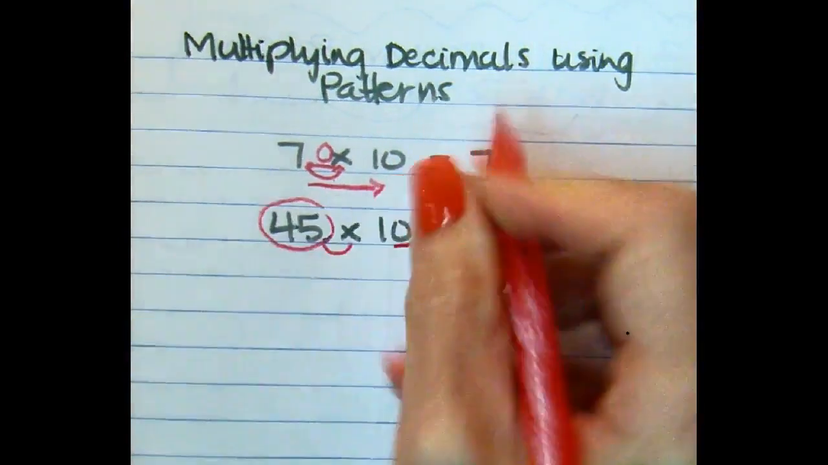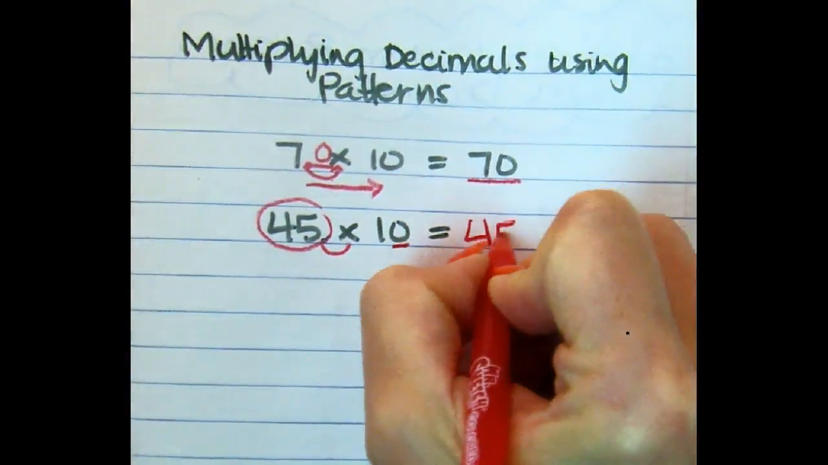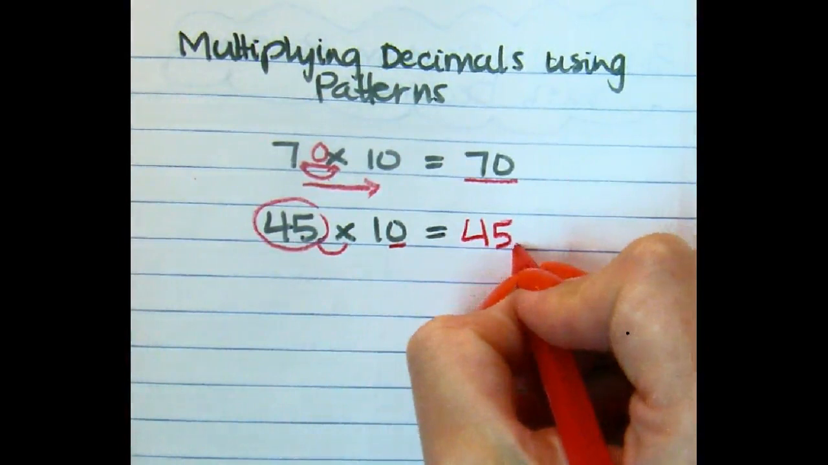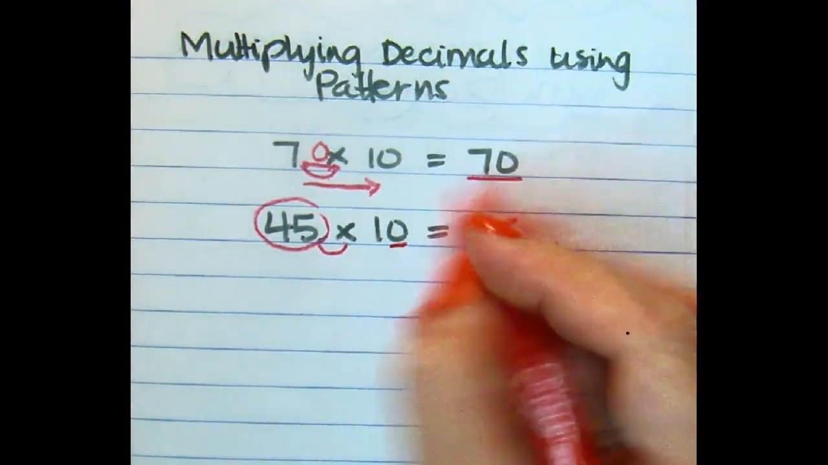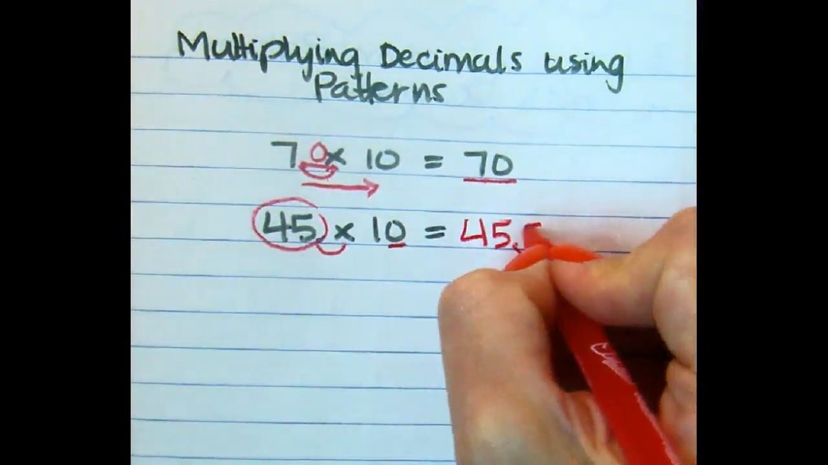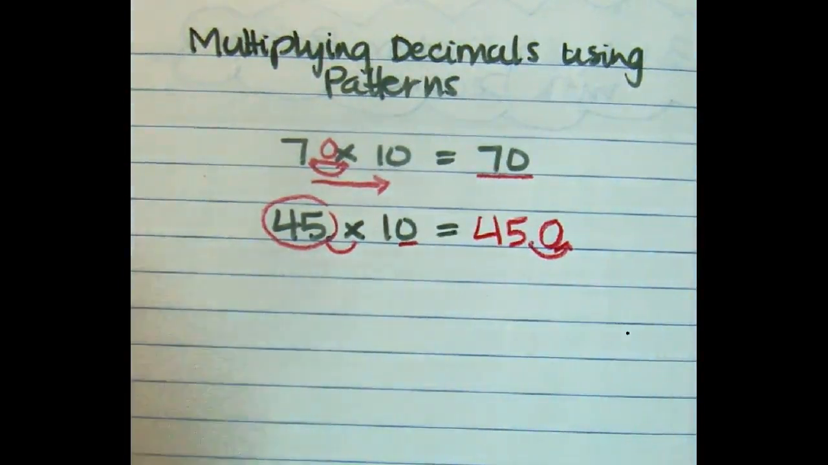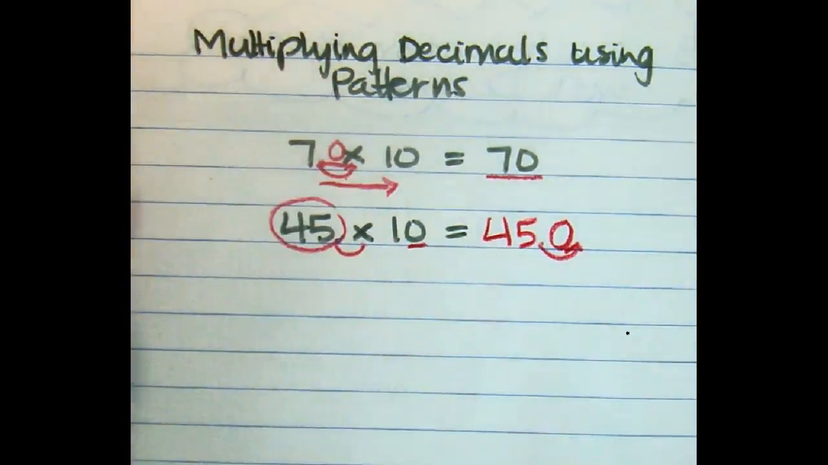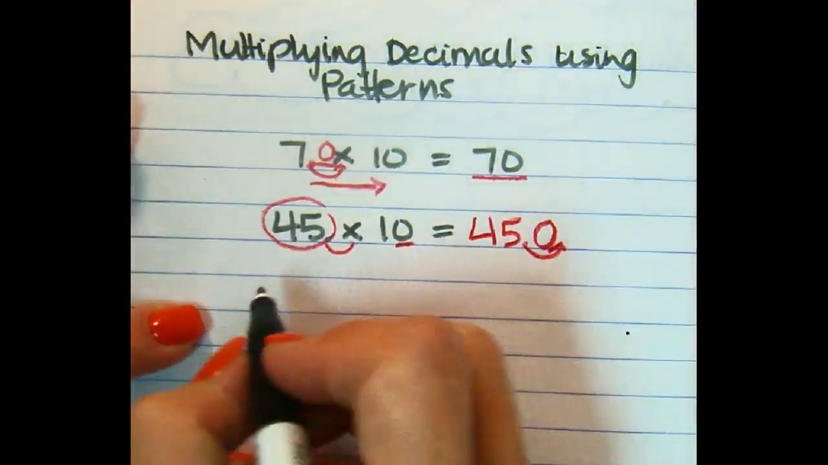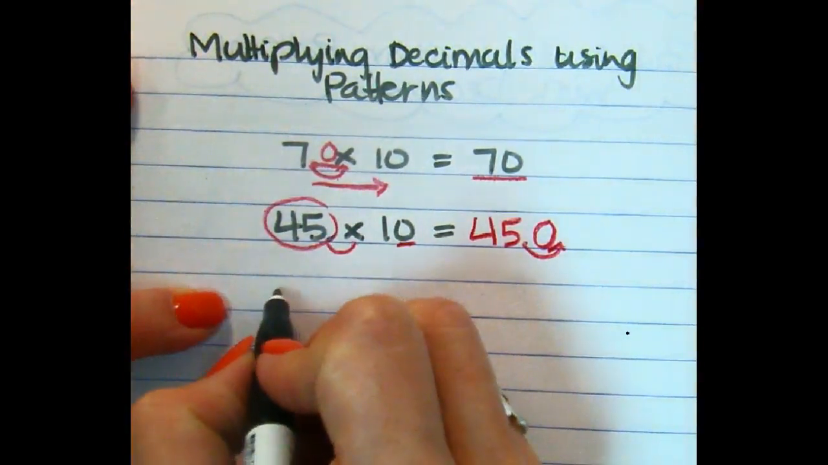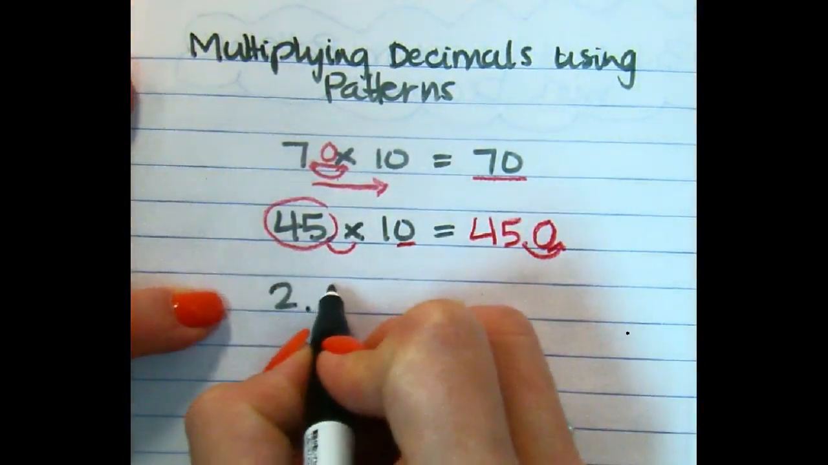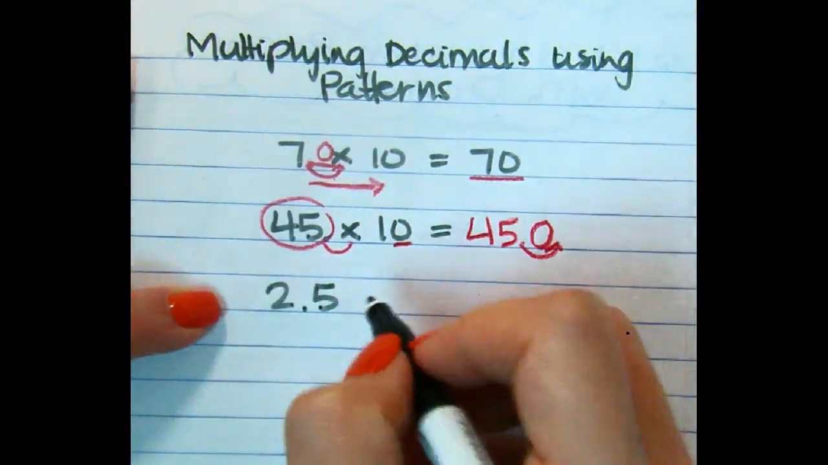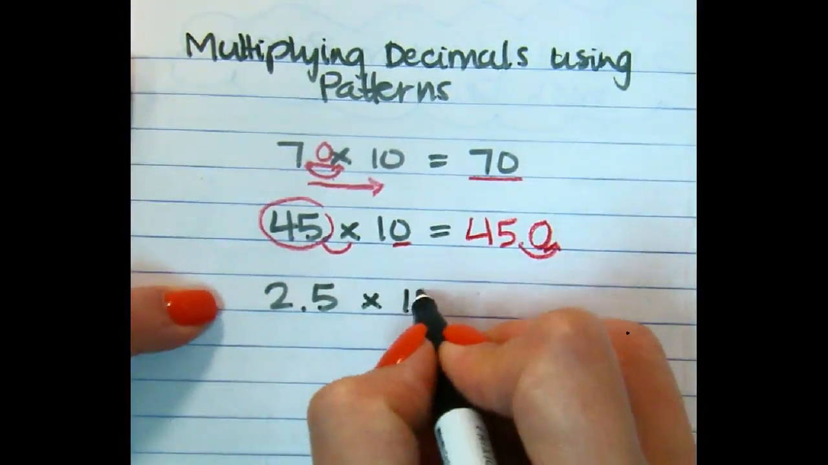So our new answer will be, we can write the original number, which is 45. Here was our decimal. We'll move it over one time because we're multiplying times 10. Make that new place value position, and it becomes 450. Well, let's apply that to when we have a decimal number to begin with. So let's say we have 2 5/10, and we want to multiply that times 10.